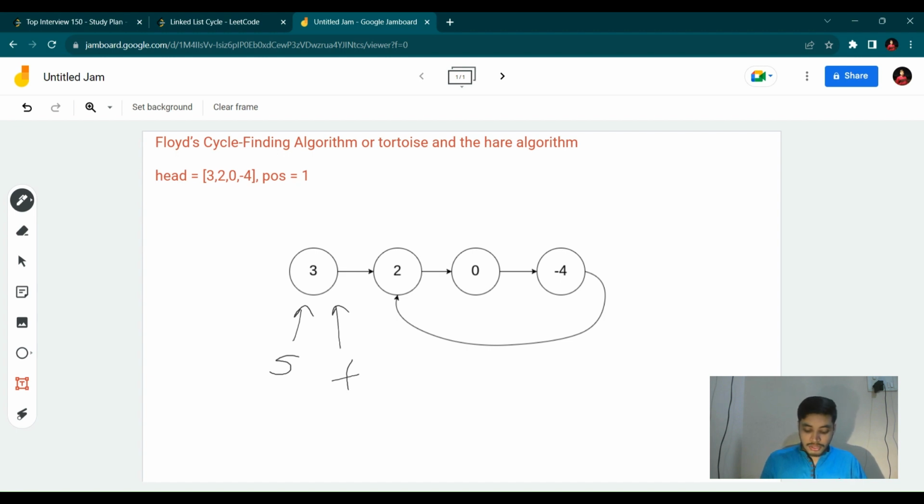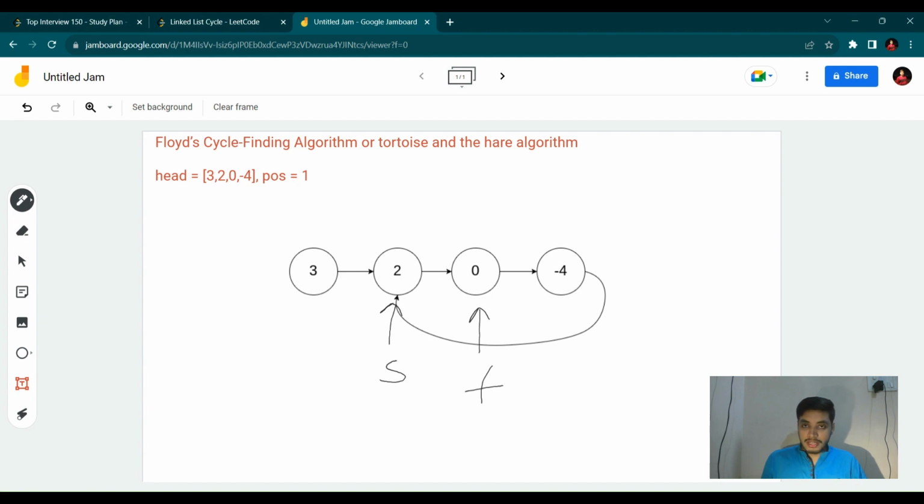Now we need to move these pointers. When they start running, we simply move our slow pointer one step and our fast pointer two steps. When you move for the first time, slow will now be pointing to this position, and fast is now pointing to this position. So we have moved slow one time and fast two times.